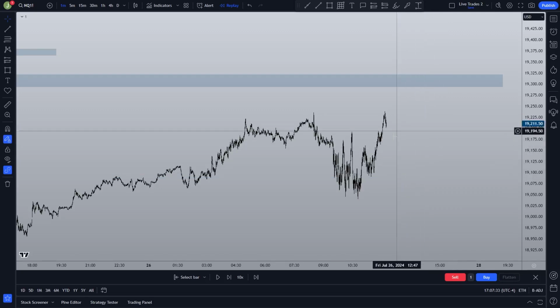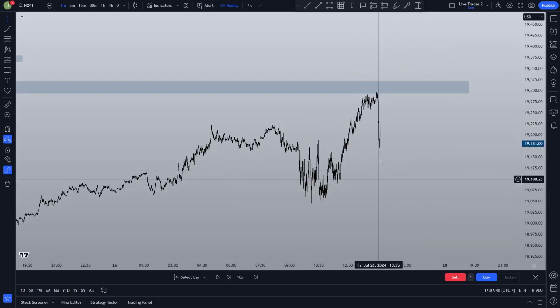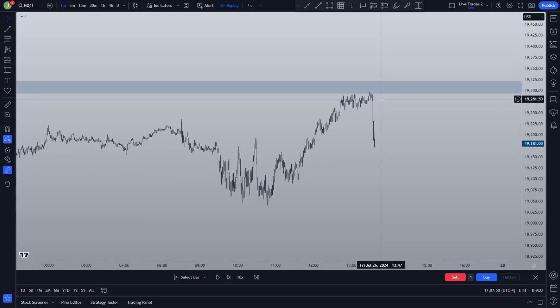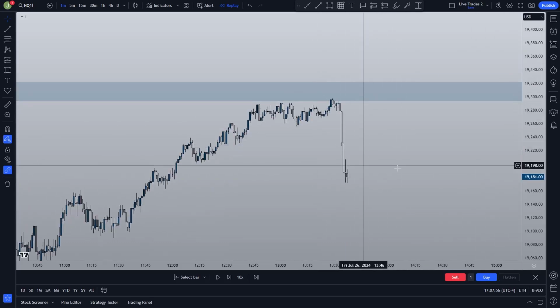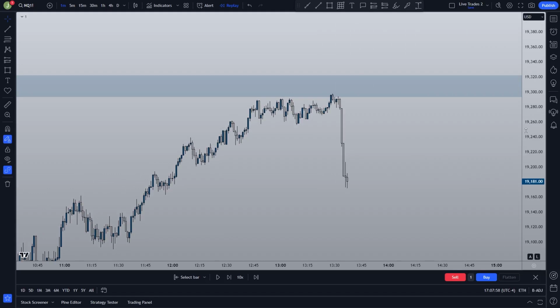Let's use the replay mode to see if we can get the setup that we're looking for. Price has returned to the 15-minute POI and then immediately started to make 1-minute POIs. This is a perfect example of what we're looking for on the lower time frame. Let's draw out the 1-minute POIs. Now we'd be looking for price to come up into one of these POIs.